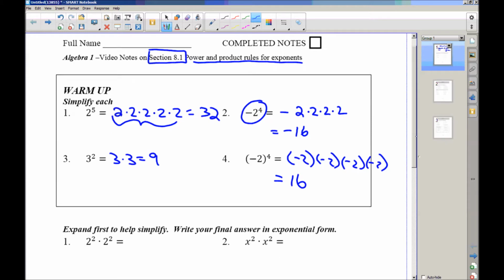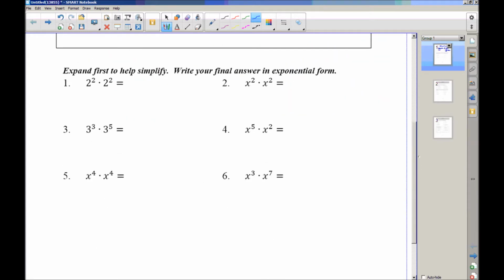Okay. All right. Expand first to help simplify, and then write your answer in exponential form. So 2 squared is 2 times 2, and then we have 2 squared again, so 2 times 2. And we're supposed to write our final answer in exponential form, so this will become 2 to the 4th power because I have 4 2's. So expanding means write out all the things without exponents and then put them back together. Okay. So x squared times x squared is x times x, and then we have this multiply in between. And then x squared is x times x again. So now we have 4 x's, so this is x to the 4th power.